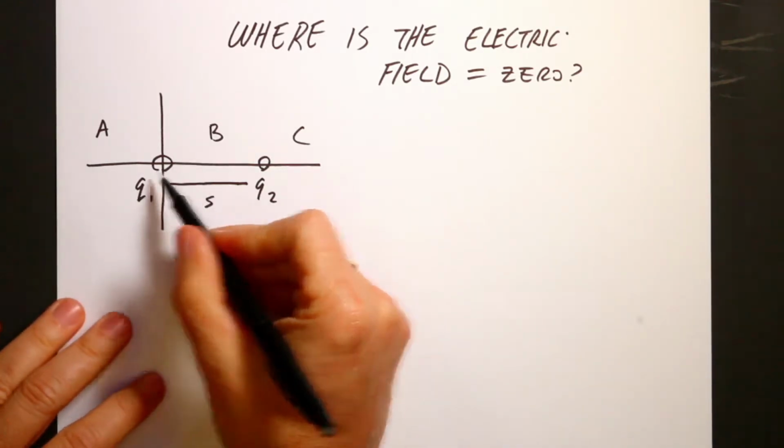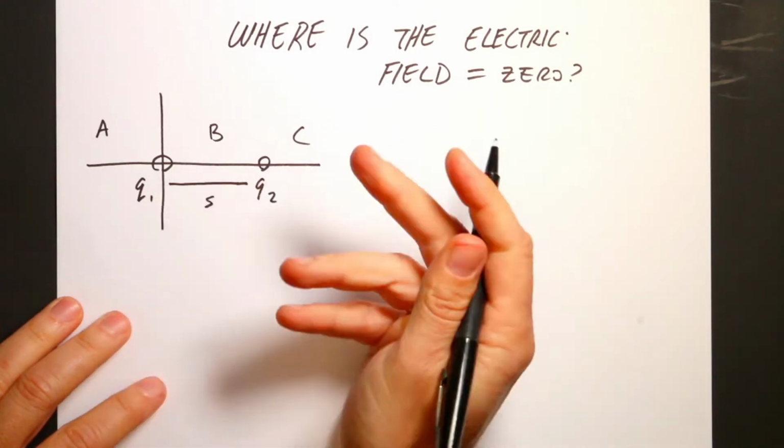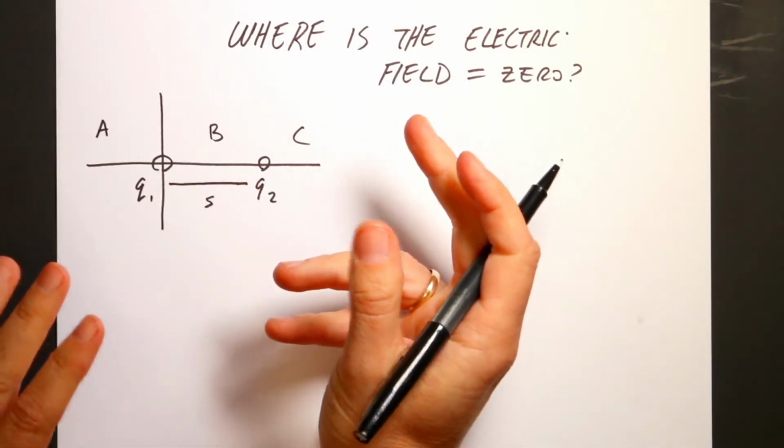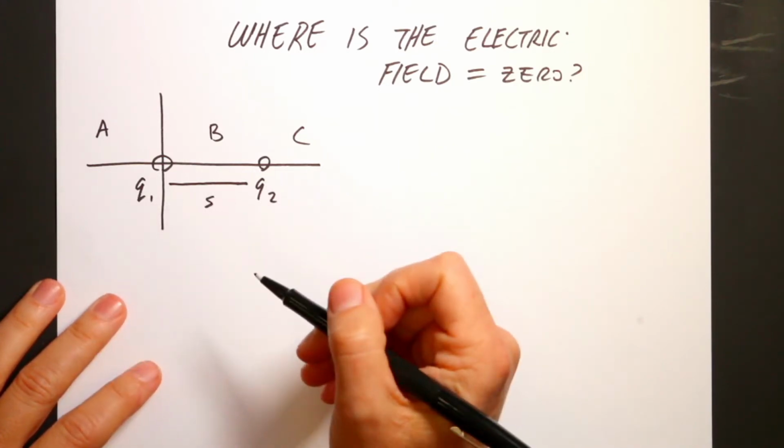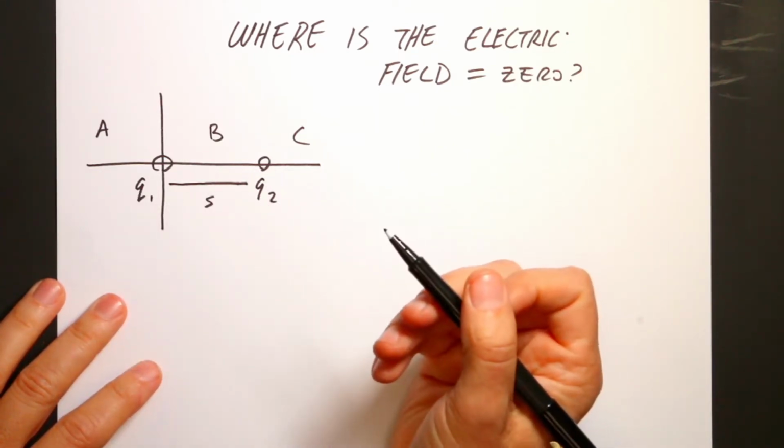I have charge Q1 and Q2, and they're separated. I could put them anywhere, but I put Q1 at the origin and Q2 is not at the origin. They're separated by a distance s. So where is the electric field 0?